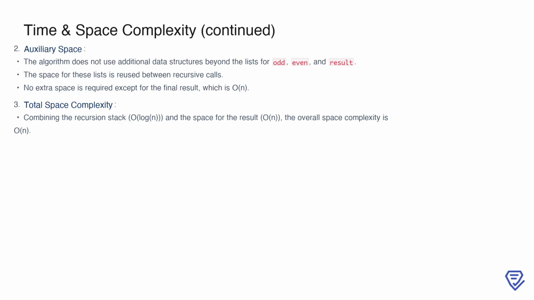The only extra space required is for the final result, which is proportional to the size of the input and therefore O(n). Combining the space used by the recursion stack, O(log n), and the space for the result, O(n), we conclude that the total space complexity of the algorithm is O(n). This efficient use of memory ensures that the solution scales well for larger input sizes.